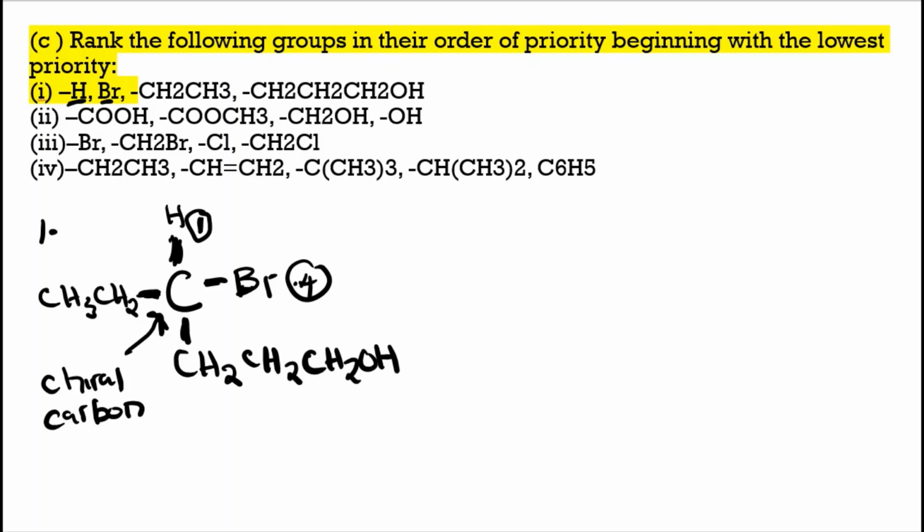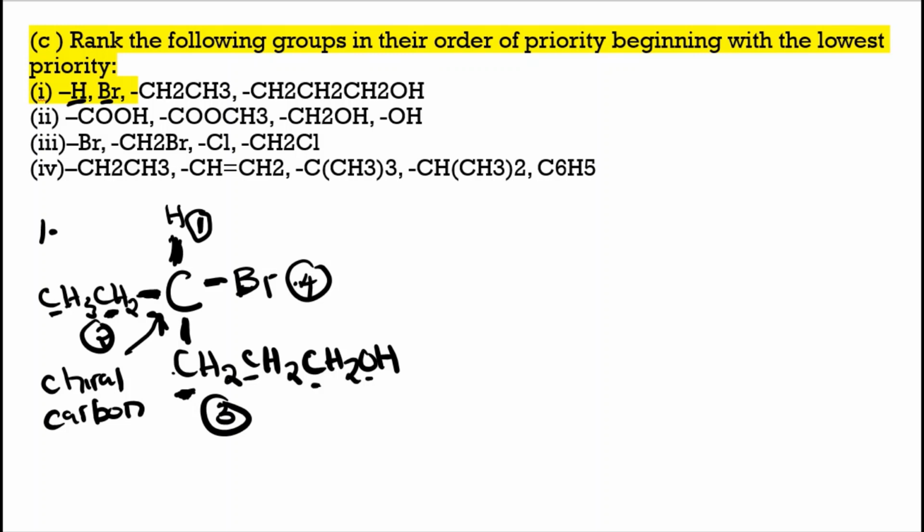Now, when you look at this carbon here and this carbon, they are all attached to the chiral carbon. Which one is going to be lower between these two? This carbon here is attached to one other carbon, while this carbon is attached to two other carbons, an oxygen included. So this carbon here is lower than this one. This will be number 2, and this one will be number 3.